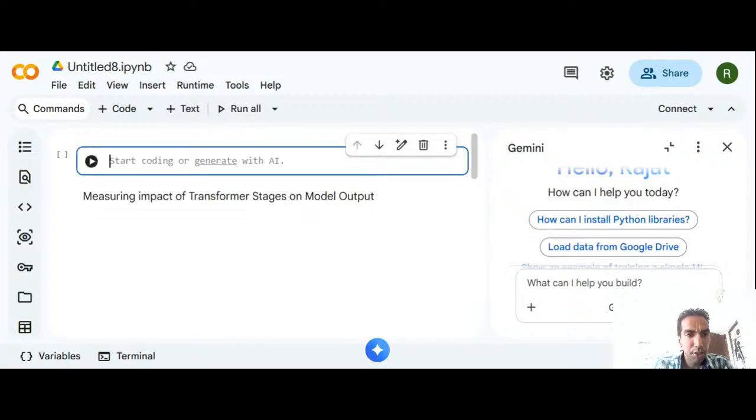The heading of this Colab is measuring impact of transformer stages on model output. You can all open your code labs. And then first we install the modules which are needed for this code lab. So what we do is we pip install transformers torch.